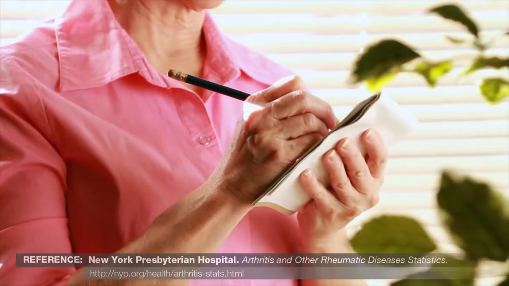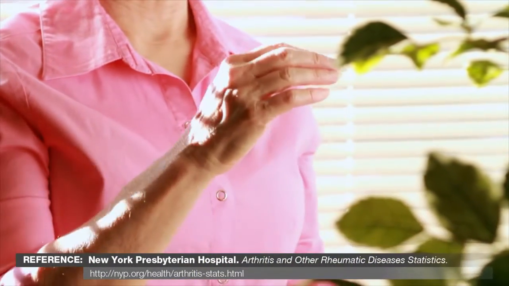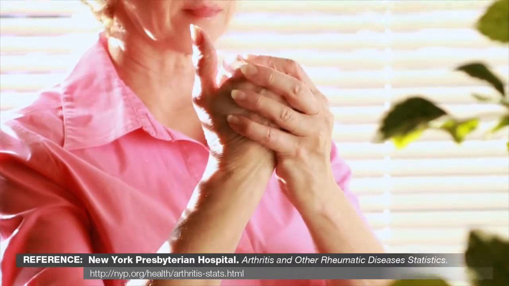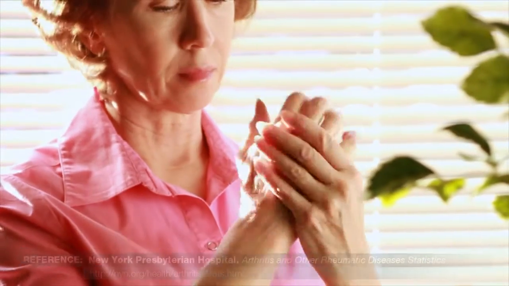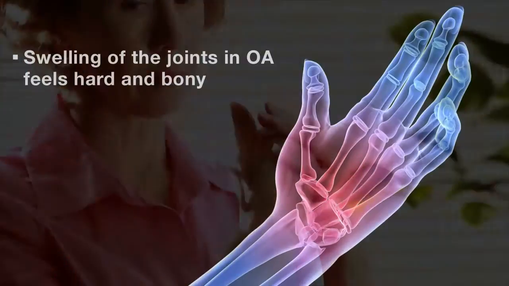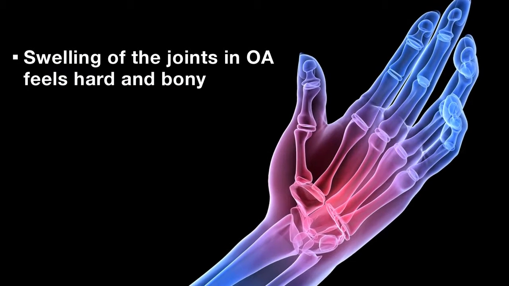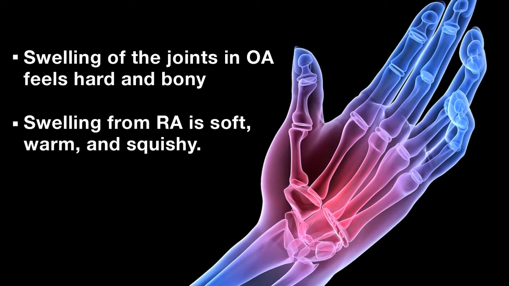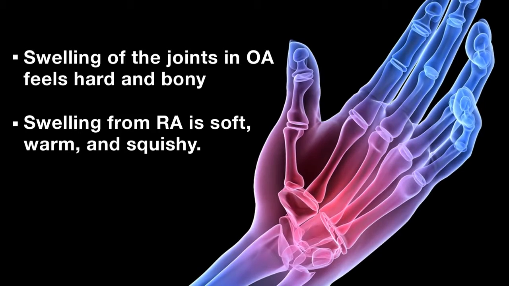OA and RA are often easy to mistake for one another, but OA is less destructive and may not require the same aggressive treatment. So how does your doctor distinguish RA from OA? Swelling of the joints in OA feels hard and bony, while swelling from RA is soft, warm, and squishy.